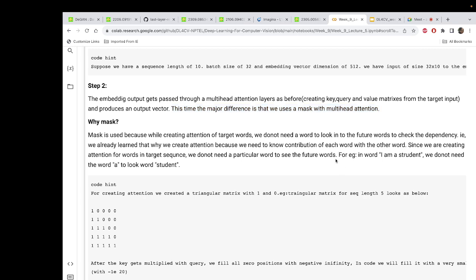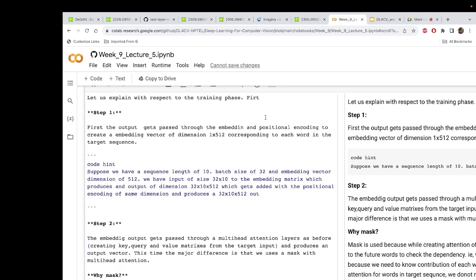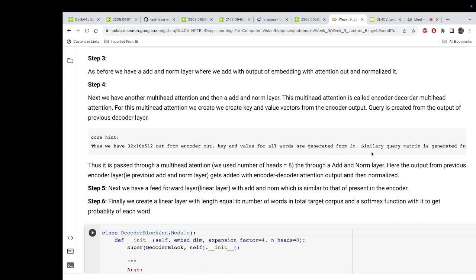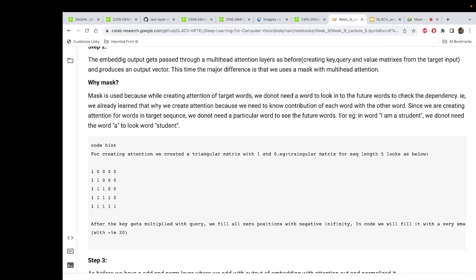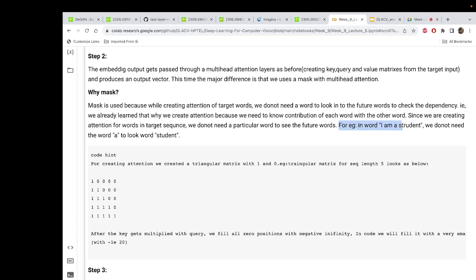An example is given here, I think I used a similar example. If the sentence is "I am a student", we do not need the word "a" to look at the word "student". Hence what we do is we create a mask matrix like this. This is for the first word, this is the second, third and so on. In this one I am saying that I will only look at myself and none of the ones in the future.